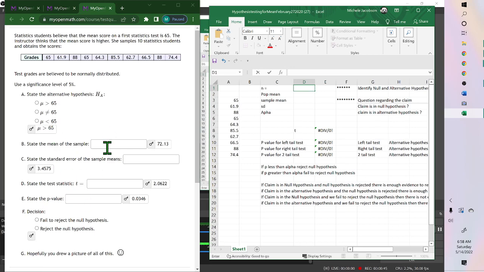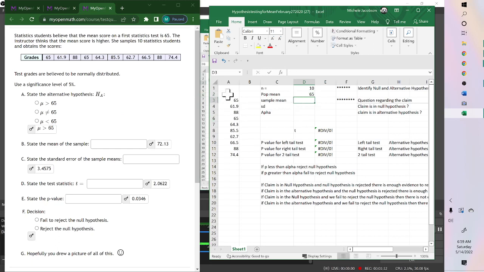Now to find these other values, we're going to use Excel. Our sample size was 10, and I typed the data right here, so then Excel can find the mean of the sample and the standard error. The population mean comes from your null and alternative hypothesis, and it's 65.